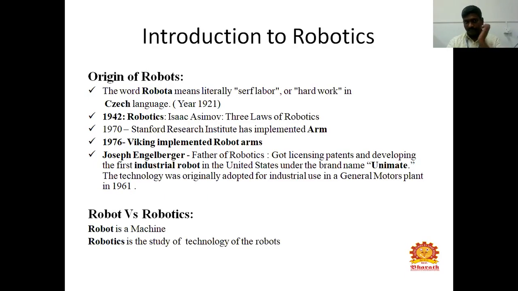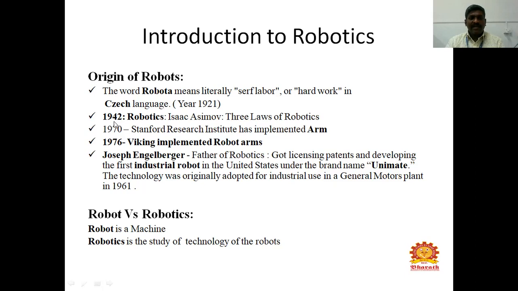Next one is the introduction to robotics. What is robotics? And we have to study what a robot is. Origin of the robots: the word robota literally means self-labor or hard work in the Greek language. In 1921, the word came from the Greek language. It is called robota, and from that robota, the word robot is derived.